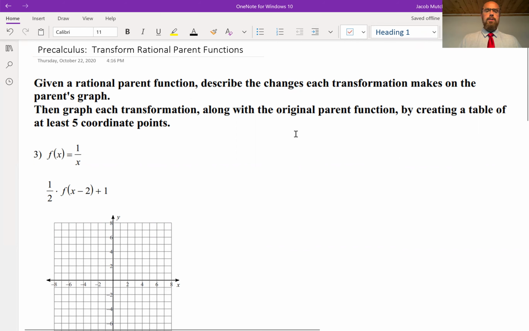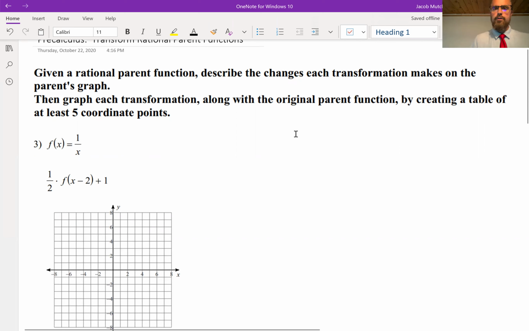So here's our first example. It's the parent function f of x equals 1 over x. And the transformations that we want to make on that function are multiplying it by half, subtracting 2 from the domain value, the x, and then adding 1 to the range value, the f of x.